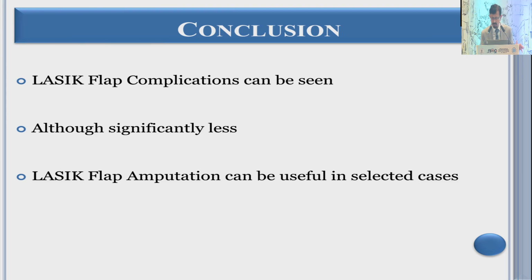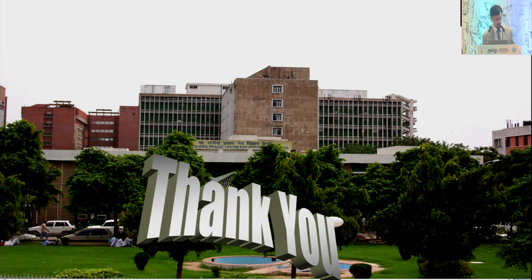So in conclusion, LASIK flap complications can be seen more often with the microkeratome and also with the earlier generation of microkeratome, more often seen with any abnormality in the cornea, if it's very steep, very flat, hyperopic LASIK, etc. And depending upon the situation, we have to manage accordingly. Thank you very much for your patient listening.